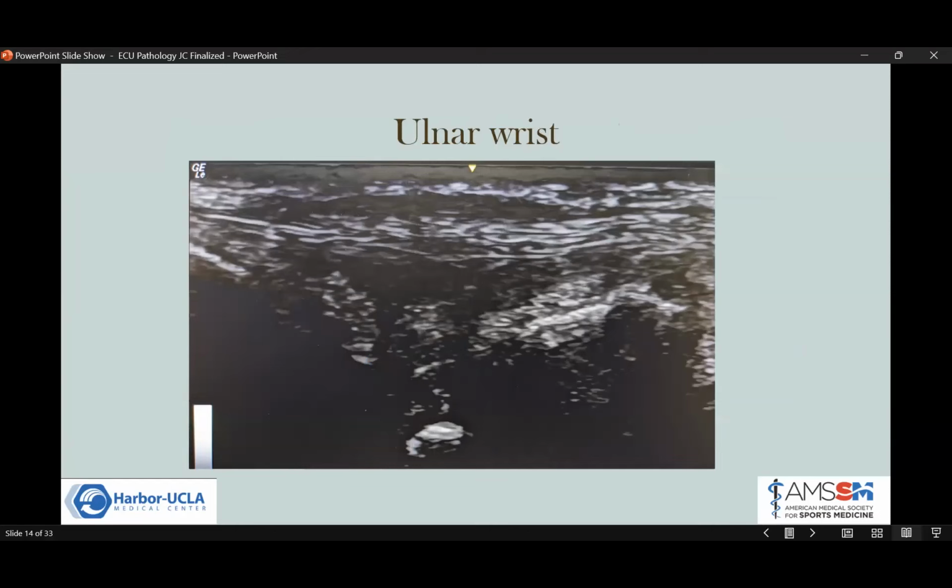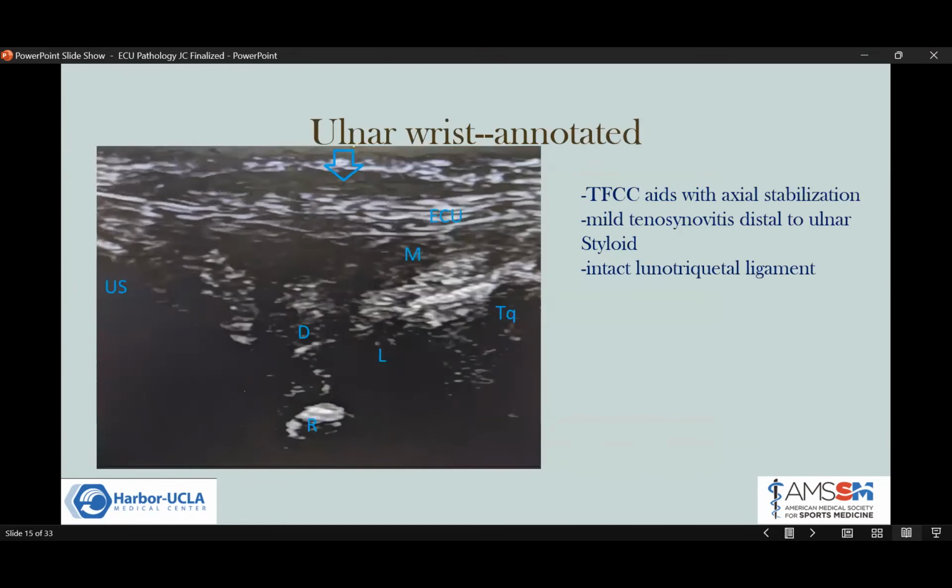What I have here is a view of the ulnar wrist. This is the best view I can get with this ultrasound. And here I labeled some of the anatomy. On the left side of the ulnar styloid, I have the ECU tendon running along the top, a little bit of tenosynovitis distal to the ulnar styloid above the ECU tendon.